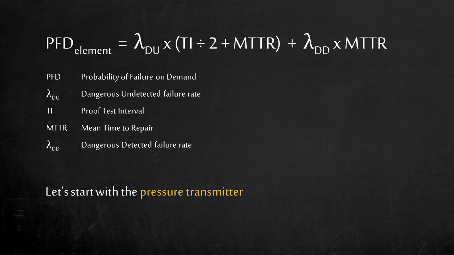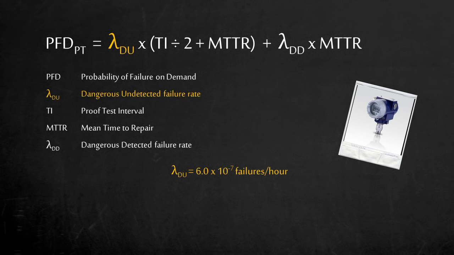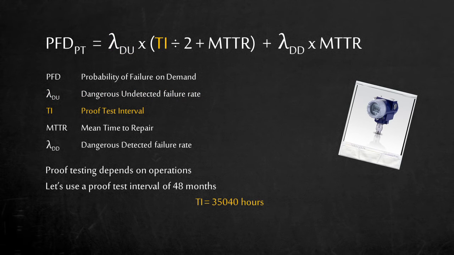Let's try it out on the pressure transmitter, which is our sensor element. The pressure transmitter has a dangerous failure rate of 60 hidden failures per 1 million hours of operation. Proof testing depends on operations. This is crucial and requires commitment from operation and maintenance. Let's say the crew performs a proof test every 48 months. This is to ensure the transmitter can produce the alarm signal in a high pressure condition. Since all the variable units need to be consistent, we'll convert 48 months into 35,040 hours.